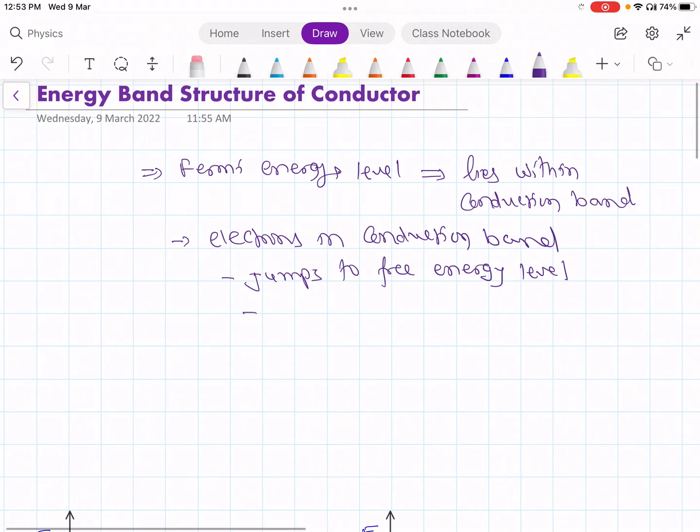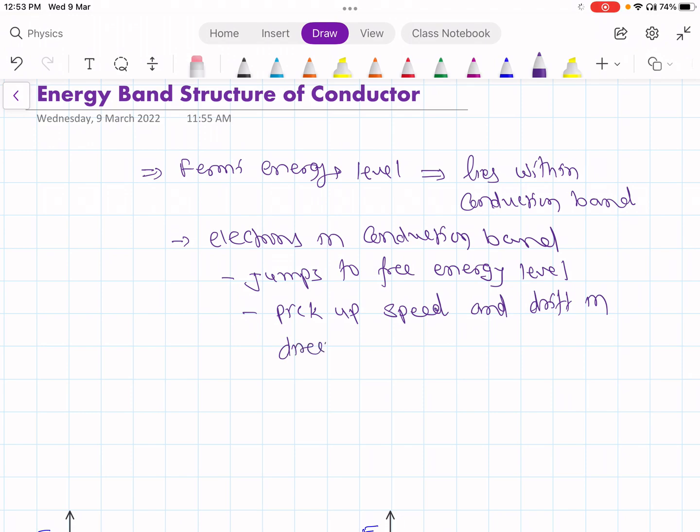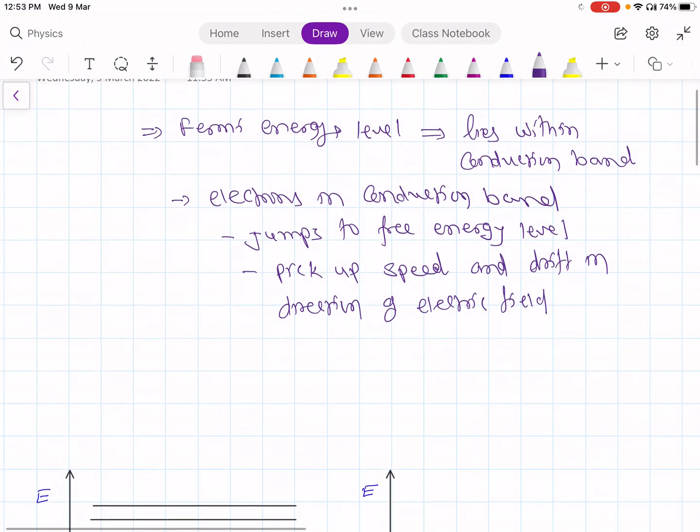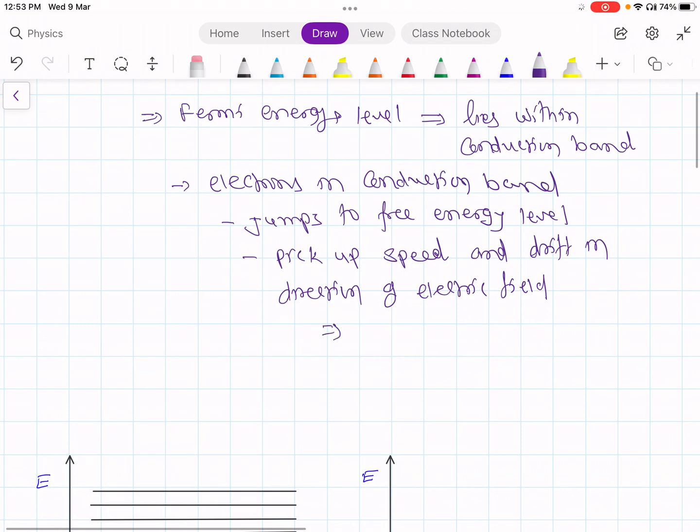They then pick up speed and drift in the direction of the electric field. This is how they conduct electricity. This is what happens in a conductor.